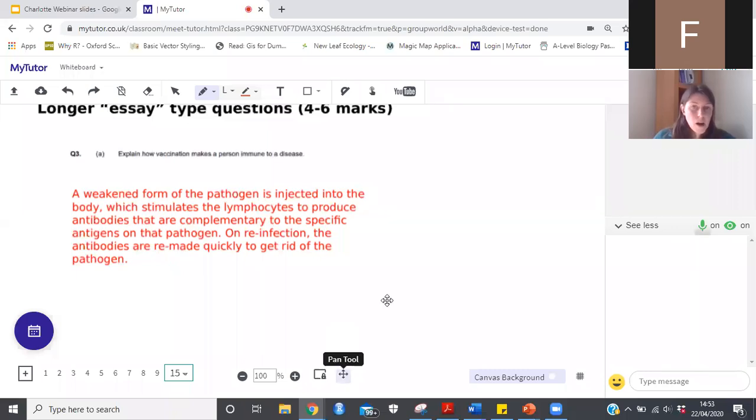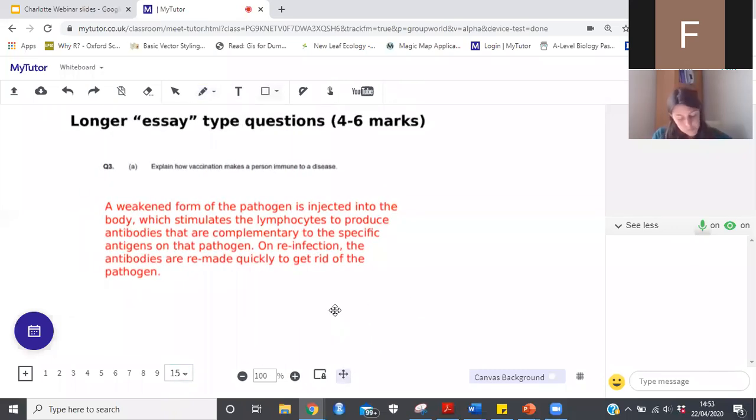So here is a worked answer to that question. You could say that a weakened form of the pathogen is injected into the body. That's our first mark. Stimulates the lymphocytes to produce antibodies that are complementary to the specific antigens on that pathogen. So we've gone into quite a lot of detail there, but we would get another mark for stimulating the lymphocytes and for producing antibodies. On reinfection, the antibodies are remade quickly to get rid of the pathogen. That'd be our 4th mark there.